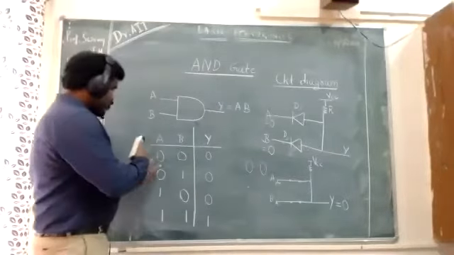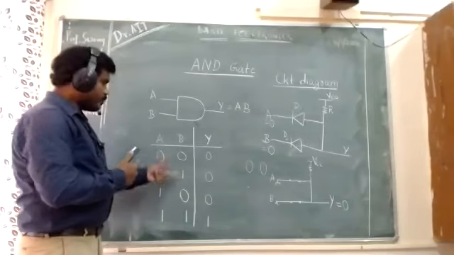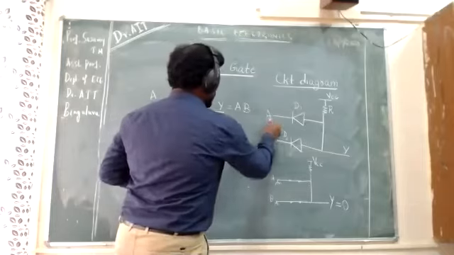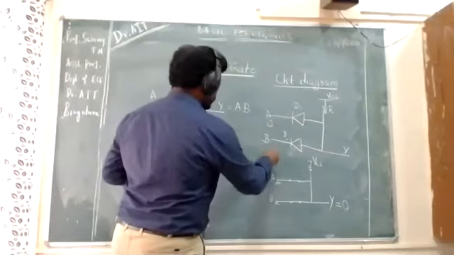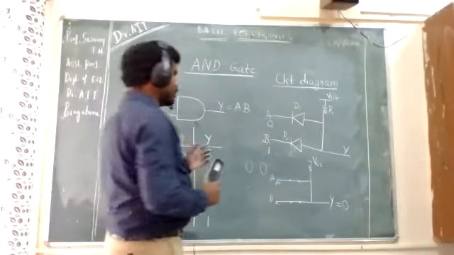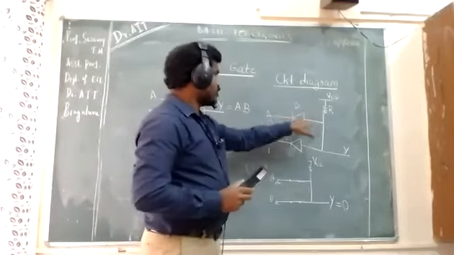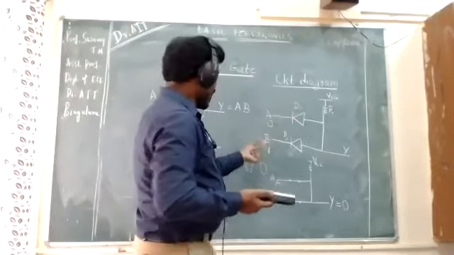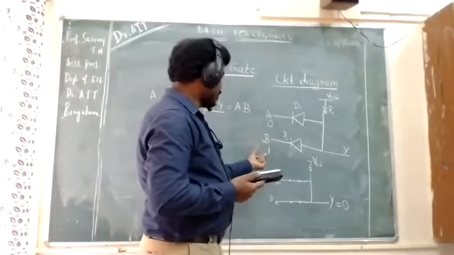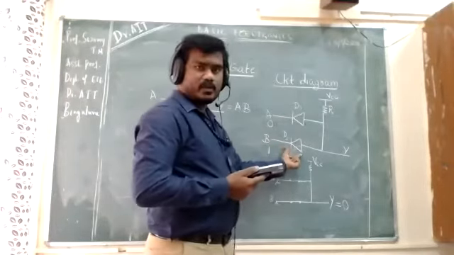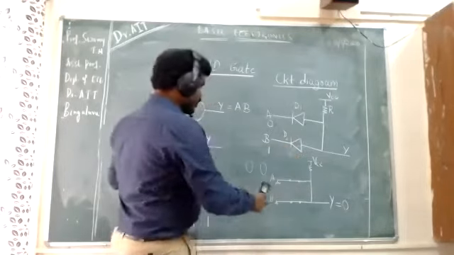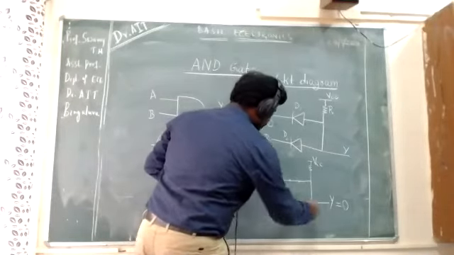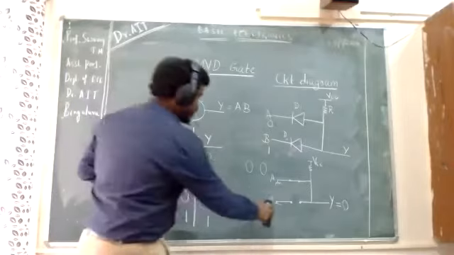The next case is when input A is equal to 0 and B is equal to 1. Now in this case, what will happen? A is 0 here, and here we are giving very high voltage. So this diode will be short circuited. Now when B is equal to 1, this diode will be open circuited. There is no connection here.